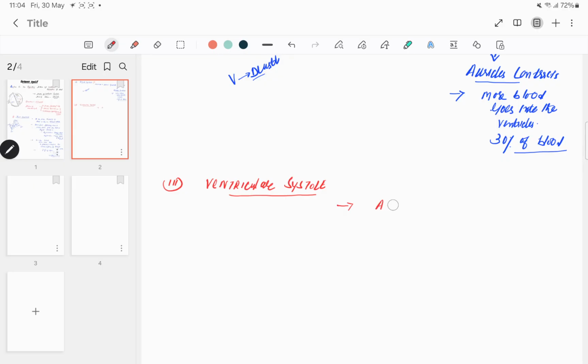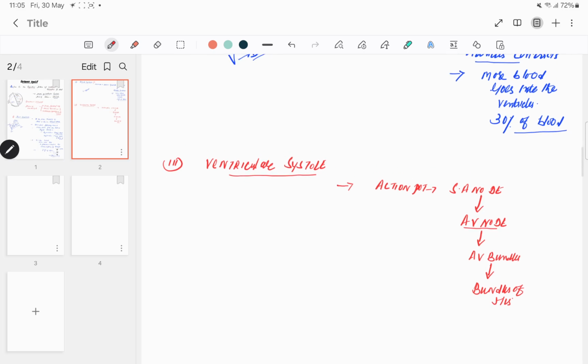As the action potential generated by the SA node reaches the AV node. Remember, the SA node is located at the top of the right side and the AV node is located below the right auricle, near the ventricles. From the AV node it reaches the AV bundles, and from the AV bundles it reaches the bundle of His.